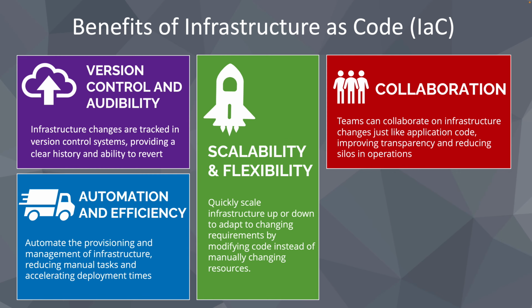Infrastructure as code also enables collaboration. I mentioned before that you would codify all of your infrastructure and check that into version control. Well, by doing so, now different teams can actually collaborate on those infrastructure changes, just like they would when they're developing a new application. Now, by collaborating on changes that are going to impact your infrastructure, you really start improving your transparency and you reduce those silos in operations because now you have multiple team members, maybe even different teams that are collaborating on these changes and they understand what's going on in the environment.